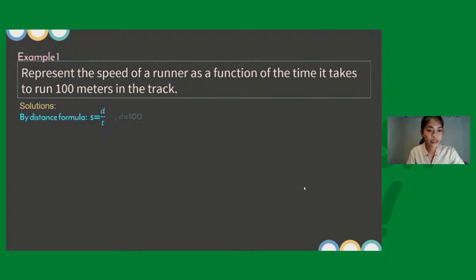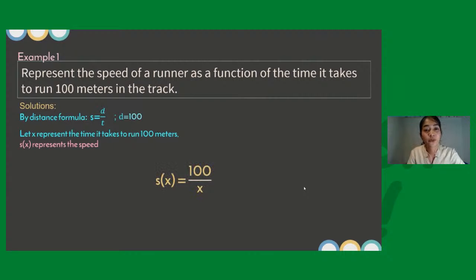So in our given here, the distance is actually given as 100 meters. That is the distance that needs to be traveled. And then we can let x represent the time it takes to run 100 meters, and s of x will represent the speed. So we can get the function s of x is equal to 100 over x. So we let x represent the time.